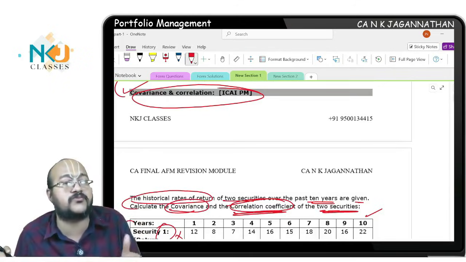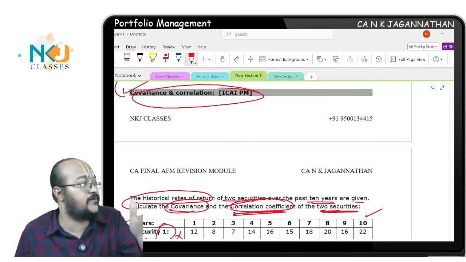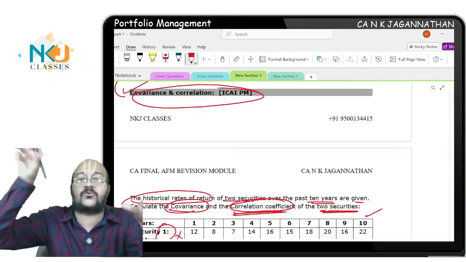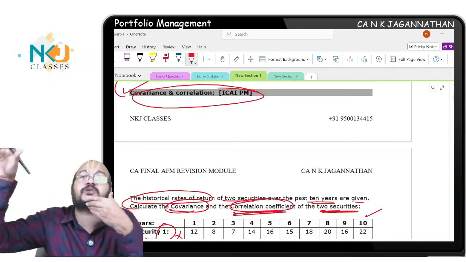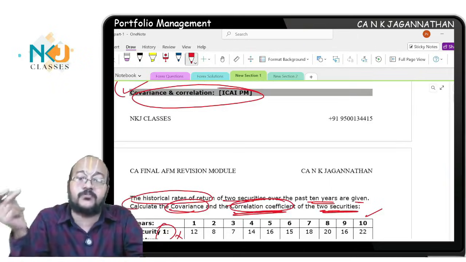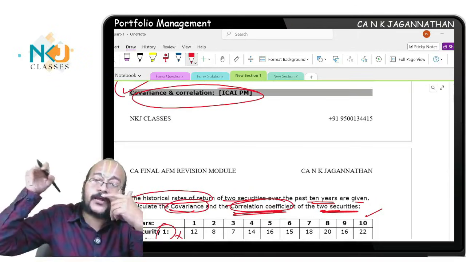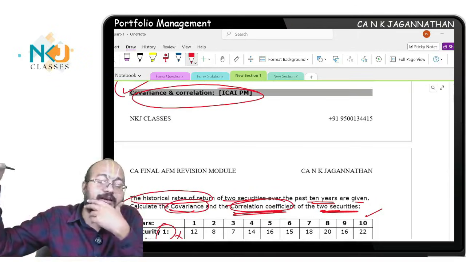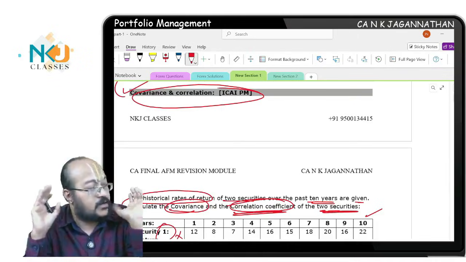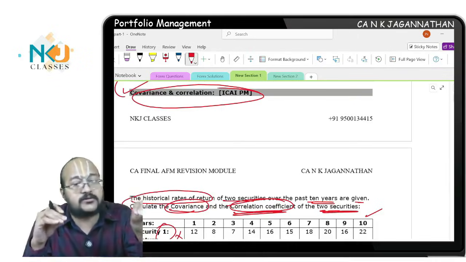Next, risk of the individual security. How to find out the risk of the security? Very simple. Standard deviation, I told you na. Standard deviation, square root of summation of x minus x bar the whole square divided by n when probability is not given. When probability is given, how to do? Square root of summation of p into x minus x bar the whole square. Are you understanding? Individual securities' risk and return we computed.